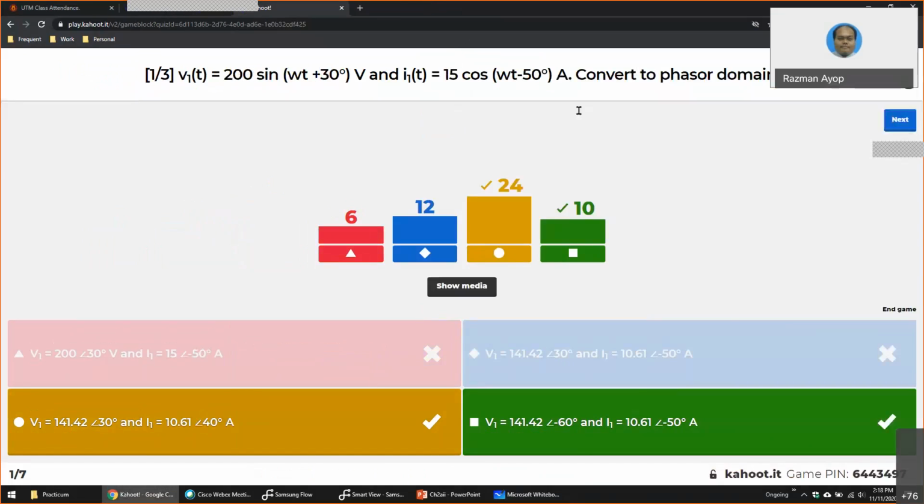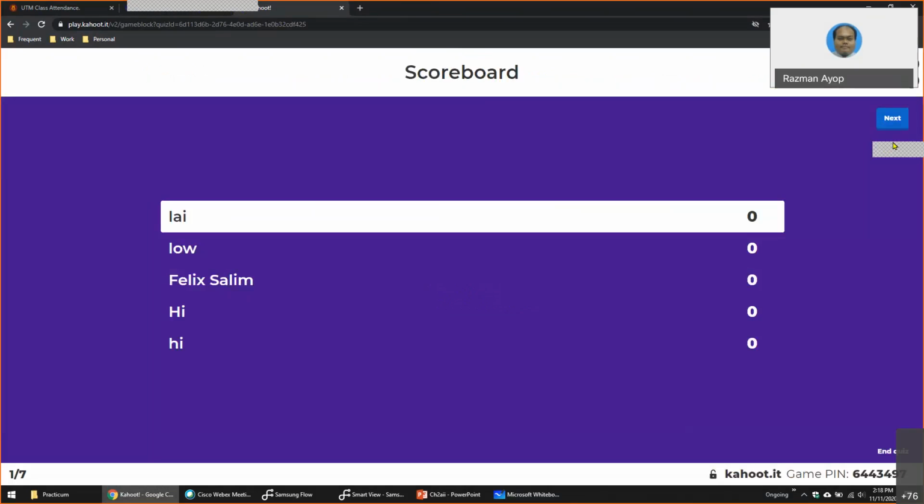Okay, so we go on to the next question. Lai has the highest mark.